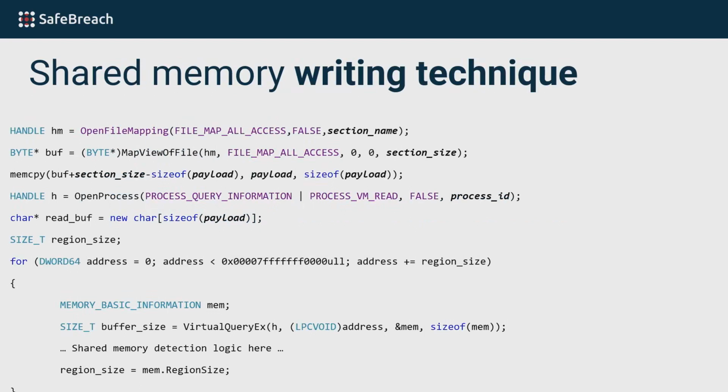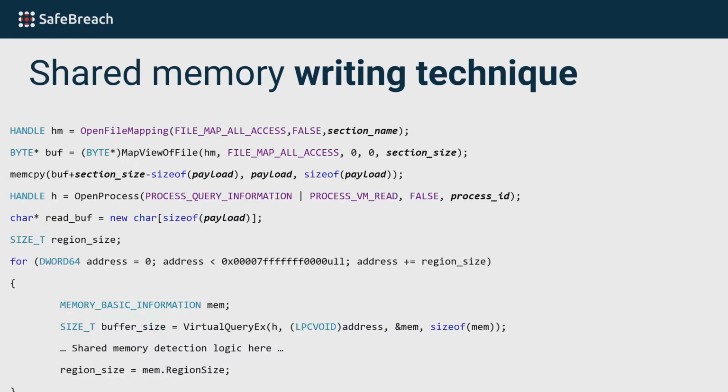Another interesting writing technique assumes that there is a shared memory section in the target process. In such a case, we need to know the shared memory section name and size, which we can easily find out assuming we know which software we target and which build it is, because these things don't change a lot.